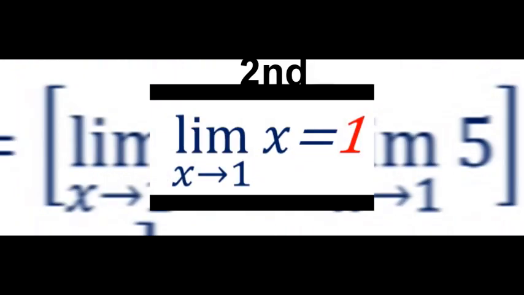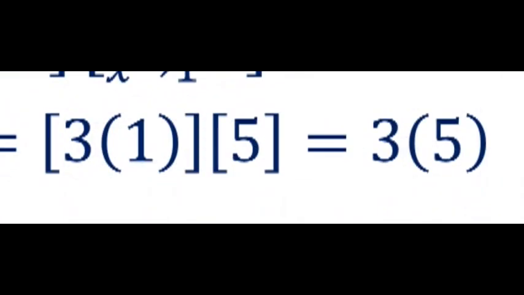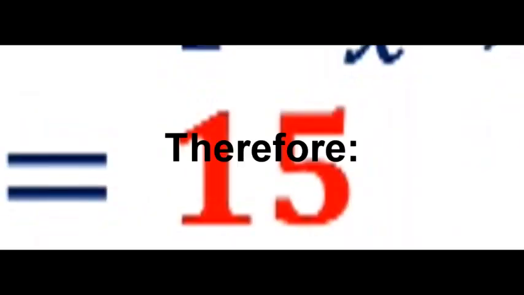Then do you remember the second theorem, which is limit of a function f of x? Okay, and then 3 times 1, and then limit of 5 as x approaches 1 is number 1 theorem, which is 5. Then 3 times 1 is 3. Then the product of 5 and 3 is 15. Therefore, the limit of 3x times 5 as x approaches 1 is 15.